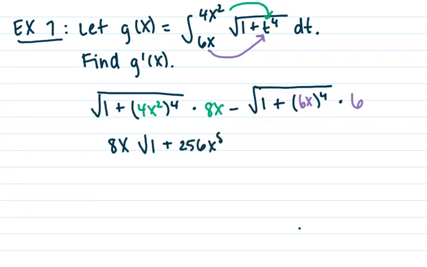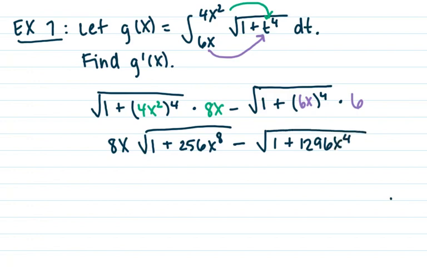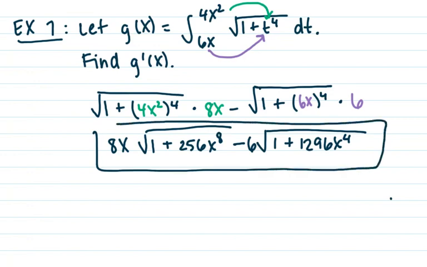And then that becomes x to the 8 minus the square root of 1 plus 6 to the 4th is beautiful as well. That's going to be 1,296 x to the 4, and I guess we can bring that 6 out front. And that's as much as you would definitely want to do on that one.